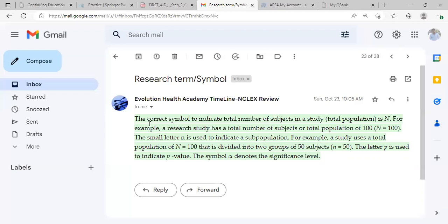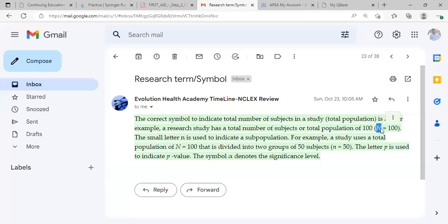So the correct symbol to indicate the total number of the subject in a study, like in a geographical area, the total number of the population you want to study. So total population in a study, we mention by the letter N, capital N. For example, a research study has a total number of subjects, or total population, of 100. It is difficult to write total number every time, so we use a symbol called capital N.